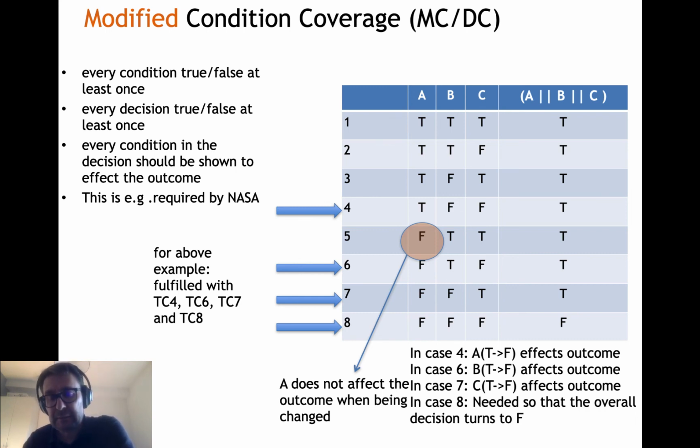But we're not done, because all of these 3 test cases, 4, 6, and 7, lead to the root condition being true. So we also need to select one where it's false. So we take all of them false, A, B, and C, and then the root condition will be false. So 4 test cases are selected under MCDC here.